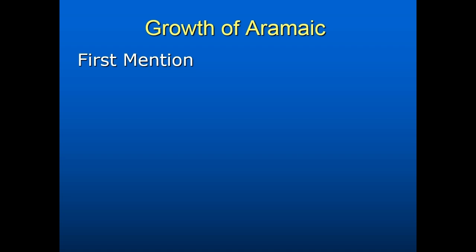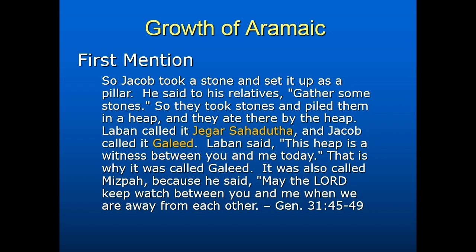Genesis 31 tells us, quote, "So Jacob took a stone and set it up as a pillar. He said to his relatives, 'Gather some stones.' So they took stones and piled them in a heap, and they ate there by the heap. Laban called it Jegar Sahadutha, and Jacob called it Galeed. Laban said, 'This heap is a witness between you and me today.' That is why it is called Galeed. It was also called Mizpah, because he said, 'May the Lord keep watch between you and me when we are away from each other.'" That's Genesis 31, 45 through 49.